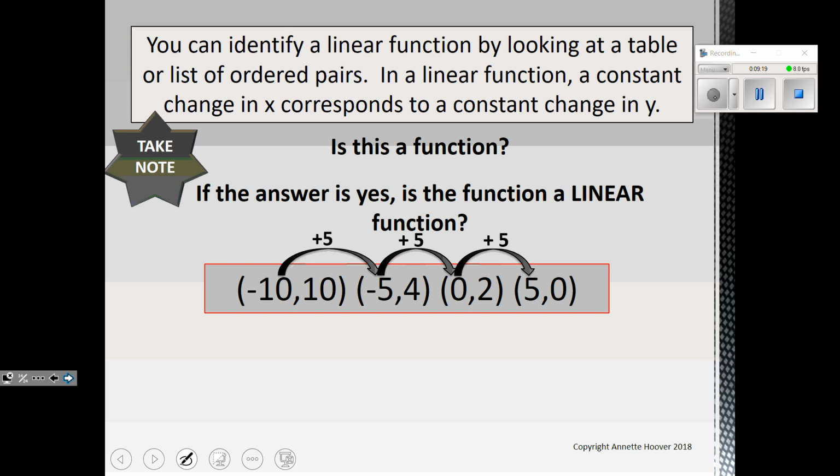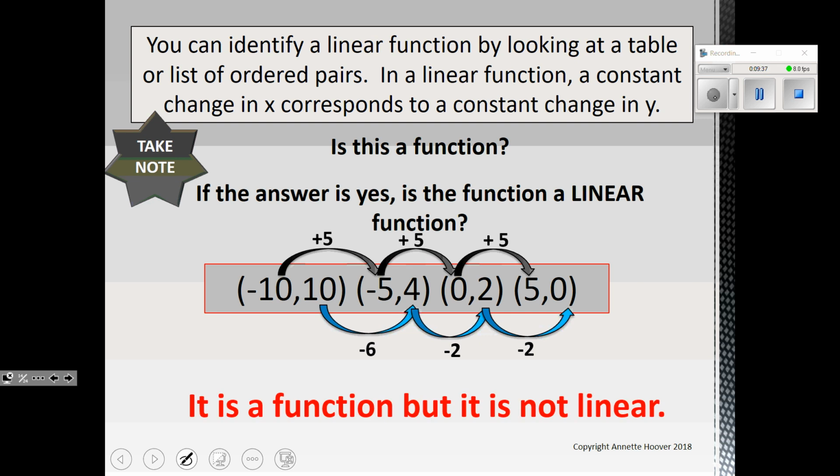Let's check the y's. 10 to 4 is a -6. 4 to 2 is a -2. That's as far as we really need to go because we already saw that there is not a constant change. So it is a function because the x did not repeat, but it would not be a linear function. It would not be a straight line.